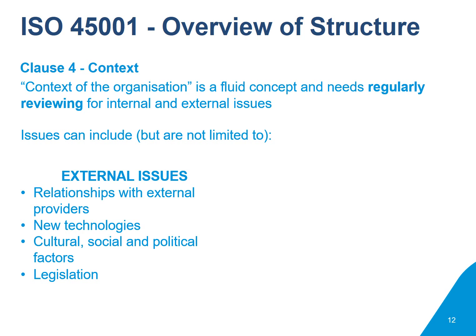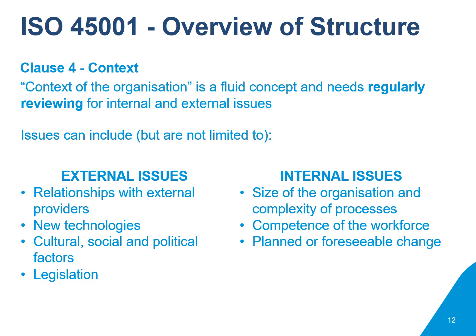Issues can include, for example, on the external side, relationships with external providers and new technologies. The standard uses the word culture in a couple of places this time around, so the idea of cultural issues is moving into focus a little bit. Perhaps internal issues can include changes planned or foreseeable, the competencies of the workforce, and the size of the organisation and the complexities of the organisation and the processes contained therein. There is no requirement to document context, but my view would be, how can you determine and monitor and measure your internal and external issues unless you have some sort of documentation to record them?